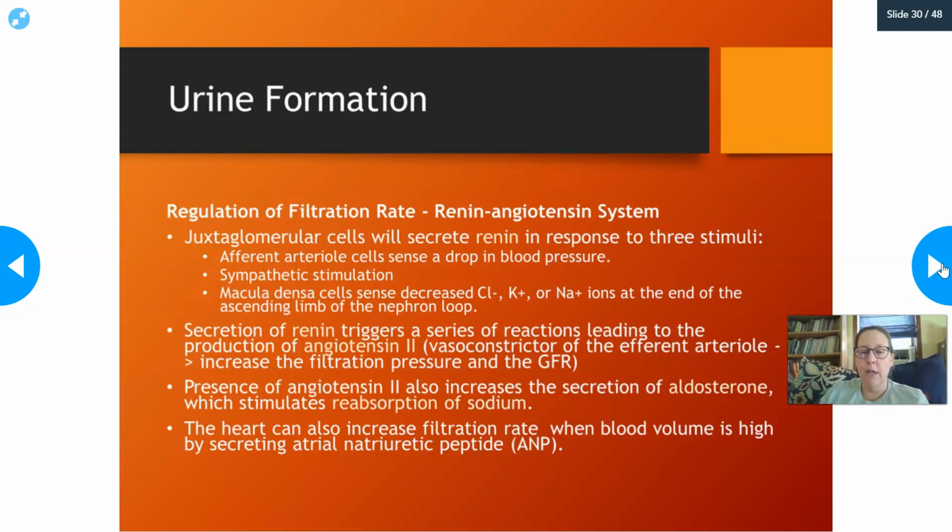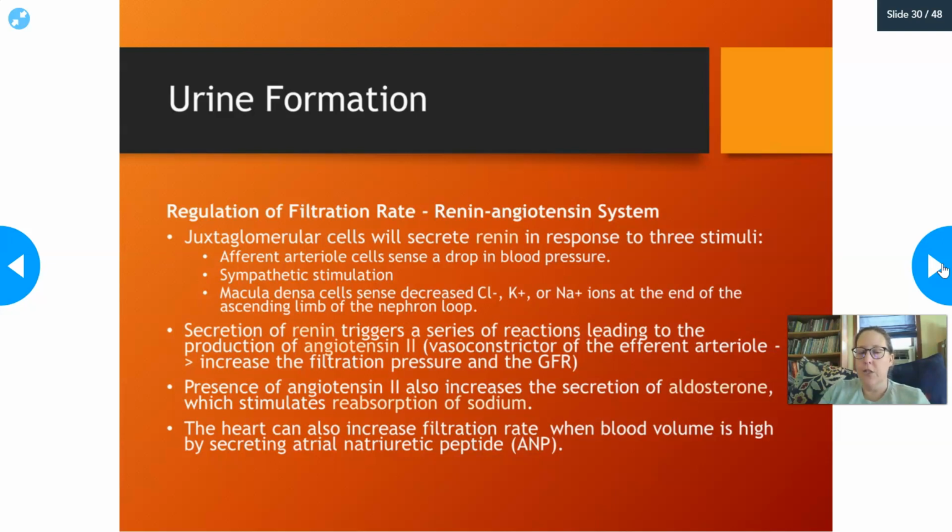Then renin floats away into the blood and is going to trigger a series of chemical reactions that will lead to the production of angiotensin II. And I have a graphic in a second that will show you. Angiotensin II is a vasoconstrictor of the efferent arteriole, and so it will increase the filtration pressure and the glomerular filtration rate. So it constricts your efferents. Therefore, it'll increase filtration rate. That's what angiotensin II does.